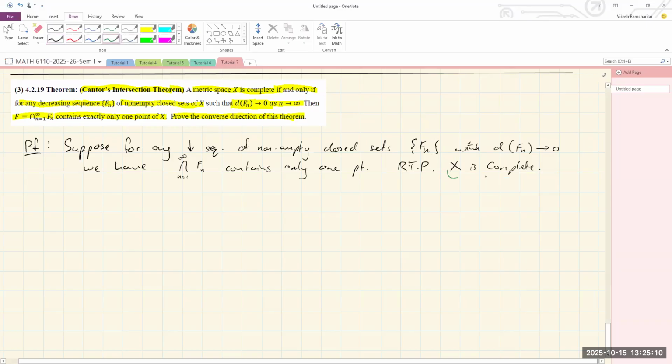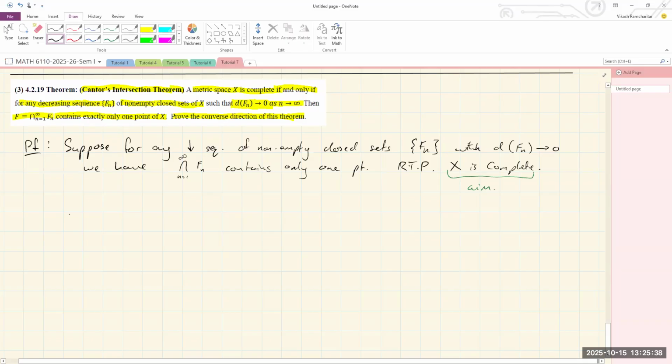Okay, so this is my aim. That is what I want to show. And the usual way to show a metric space is complete is we just need to take an arbitrary Cauchy sequence in X and try to find what it could possibly be convergent to, and then show that it does converge to that point, and that point is in the space.